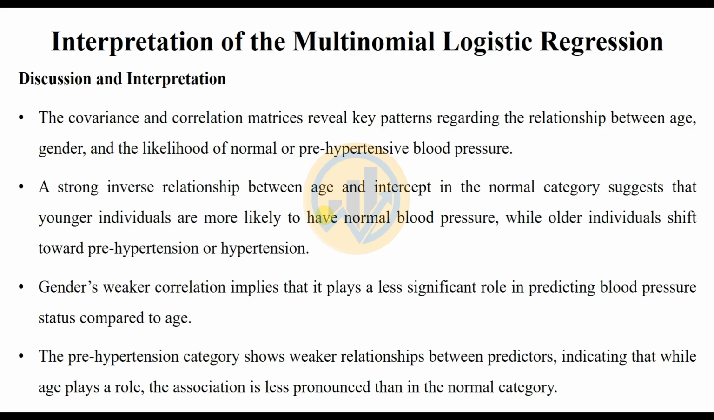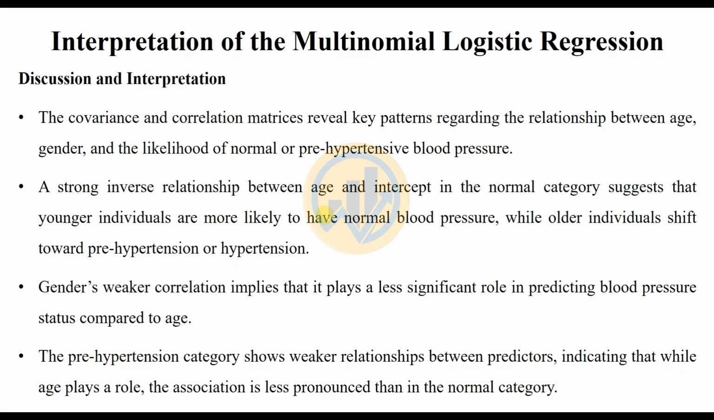So the discussion and interpretation of the multinomial logistic regression: the covariance and correlation matrices reveal key patterns regarding the relationship between age and gender and the likelihood of normal or pre-hypertension blood pressure. A strong inverse relationship between age and intercept in the normal category suggests that younger individuals are more likely to have normal blood pressure, while older individuals shift toward prehypertension or hypertension.